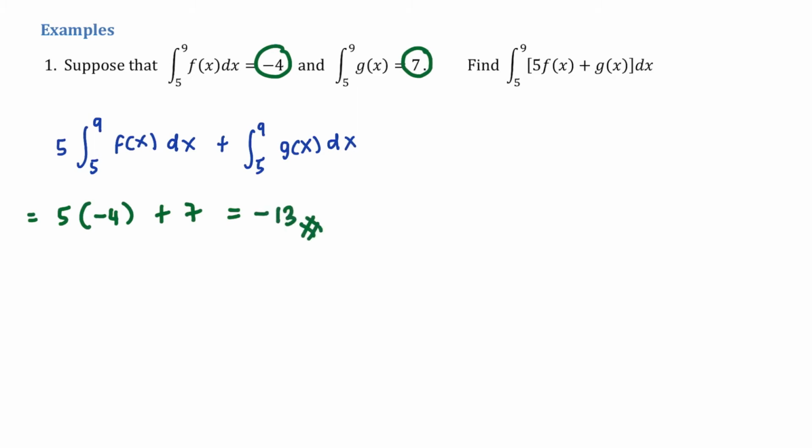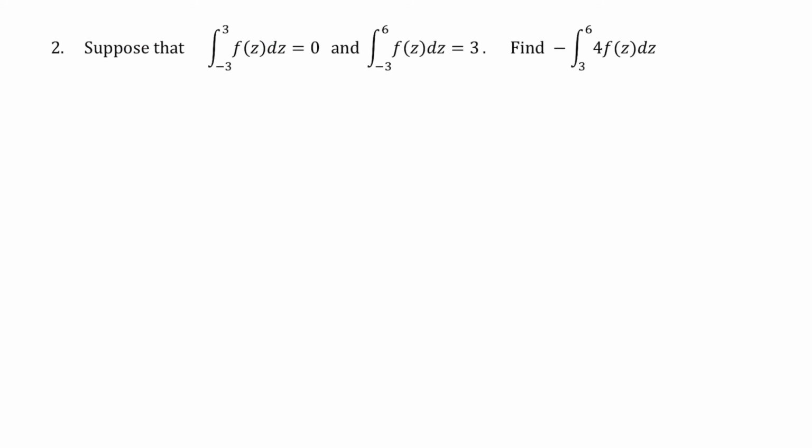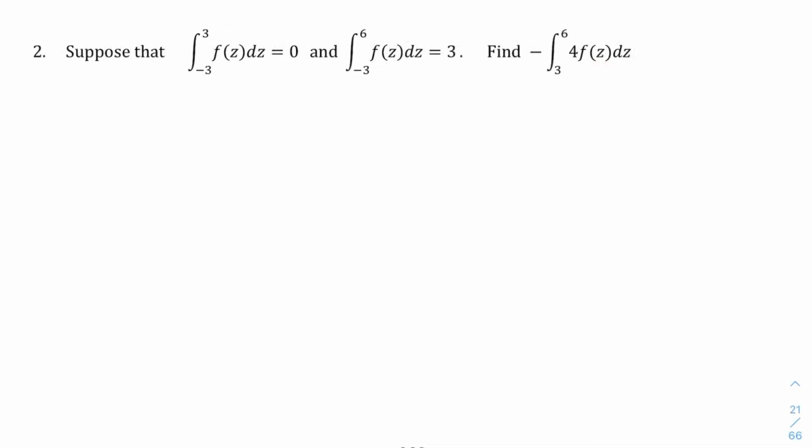Let's look at another question. Suppose that the integral from negative 3 to 3 of f(z) is equal to 0, and the integral from negative 3 to 6 is 3. They ask you to find the integral from negative 3 to 6 of the function 4f(z) dz. Hmm, to solve this question, try to look at what properties you can use. You have negative 3 to 3, negative 3 to 6, and they ask about 3 to 6.